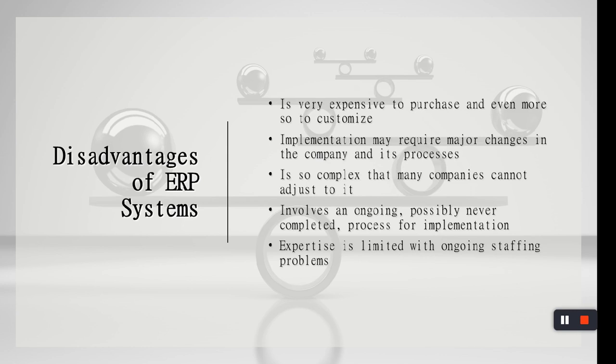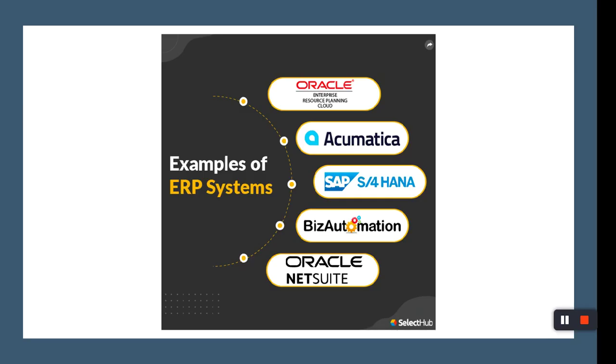Okay, there are also bugs to fix and all other software issues. And then expertise is limited with ongoing staffing problems. So, for example, one staff or a set of employees have already been trained on how to use the system, and then they will resign. So the new employees, the newly hired employees, will also have to be trained again, so that they would know how to use the system. So those are our disadvantages of ERP systems.